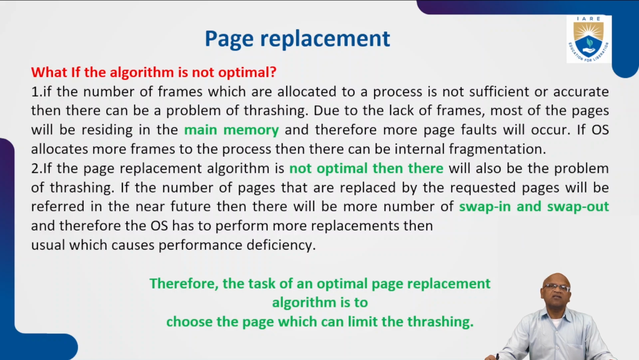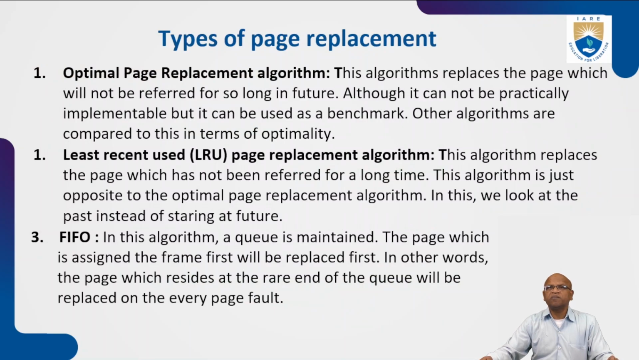If the page that is replaced is referred to again in the near future, then there will be a larger number of swap-ins and swap-outs, and therefore the OS has to perform more replacements than usual, which causes performance inefficiency. Therefore, the task of an optimal page replacement algorithm is to choose the page which can limit the thrashing. So with thrashing, the CPU will be tied up.